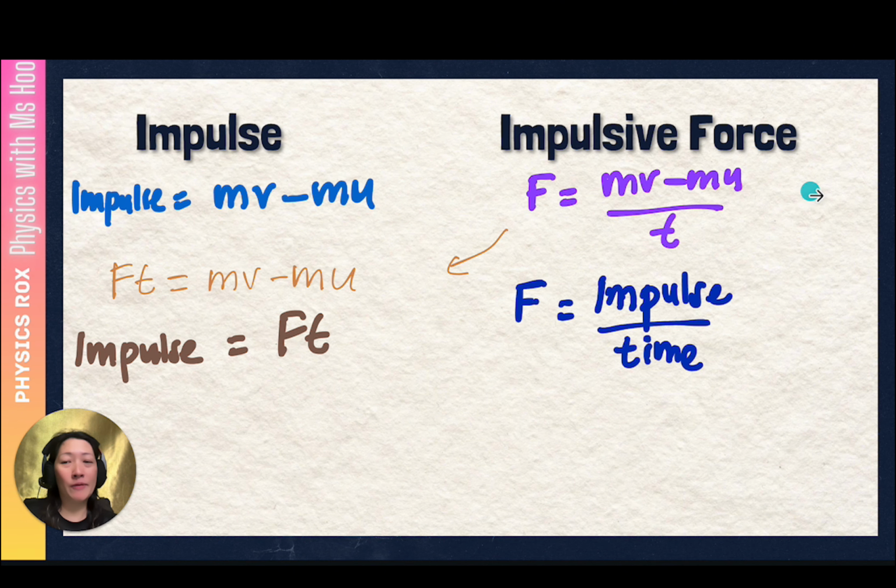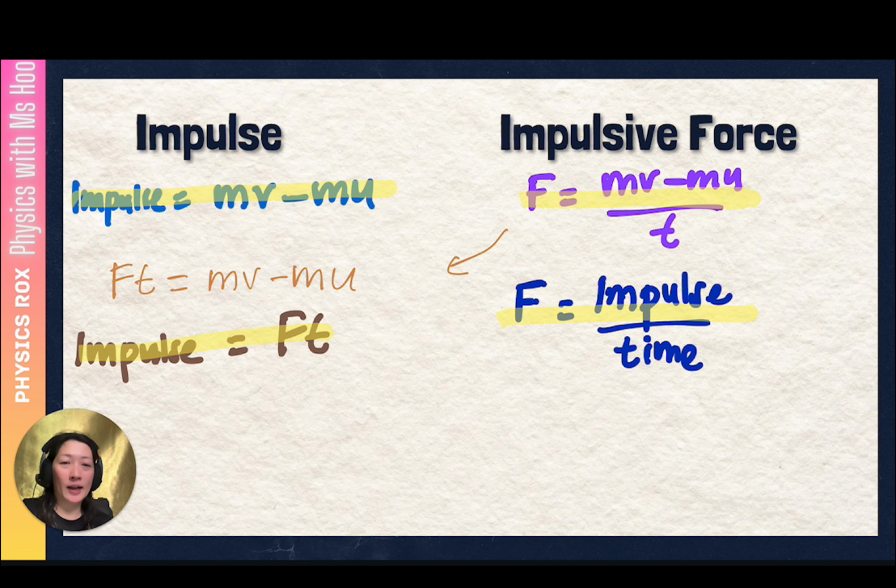Based on this summary sheet, you can now see that there are two formulas to calculate each, impulse and impulsive force. So impulse, you can calculate it as a change of momentum, mv minus mu, or you can take it as the impulsive force times time. For impulsive force, you can calculate it as a change of momentum over time or as impulse over time.